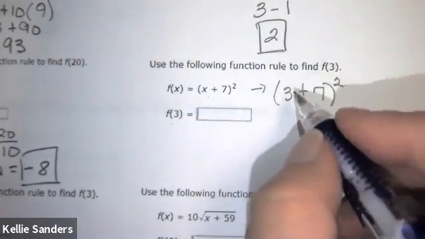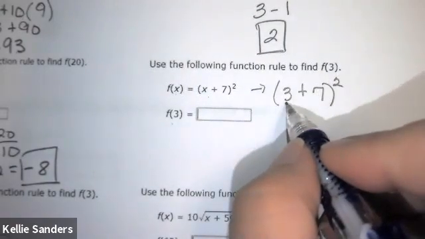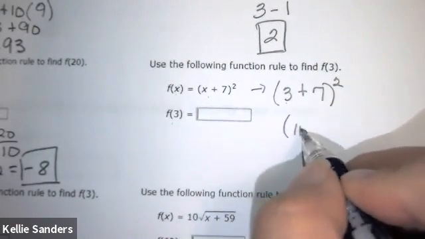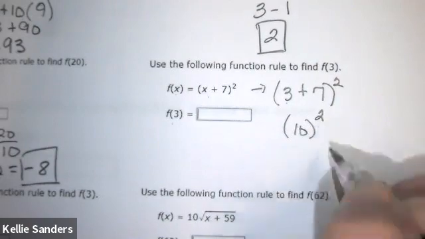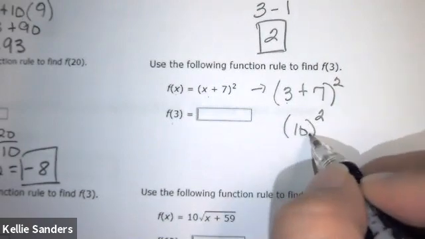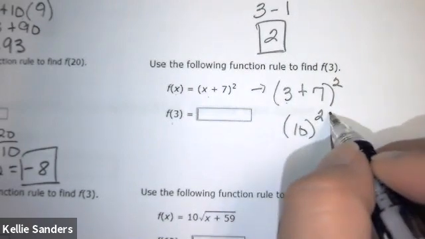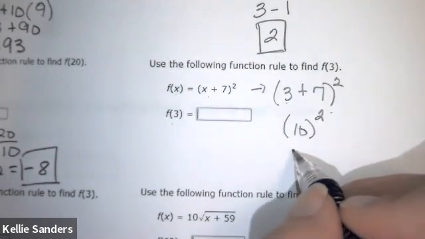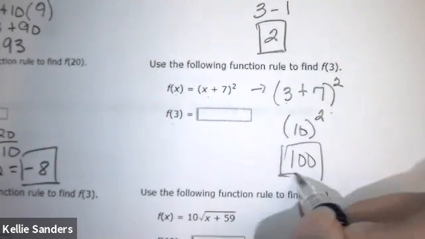Please excuse my dear Aunt Sally. Do, if you can, do whatever's inside the parentheses first. So that's what we're going to do. We're going to do 3 plus 7. We're going to keep the 2 because we haven't done anything with it. This means 10 squared, or 10 times 10. 10 times 10 is 100.